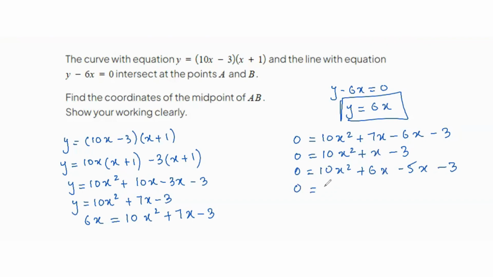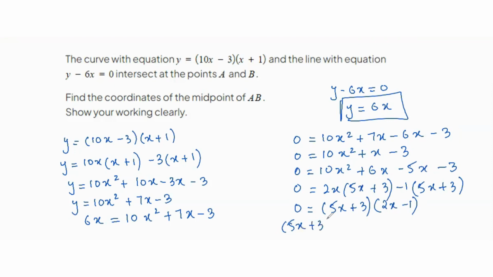So now you factorize the first two terms separately and the last two separately. Between the first two terms, we have 2x common. So 5x plus 3 comes in the bracket. And between the last two terms, we have negative 1 common. So 5x plus 3 in the bracket. So that's going to be 5x plus 3 times 2x minus 1, which can be written as 5x plus 3 equal to 0 and 2x minus 1 equal to 0.